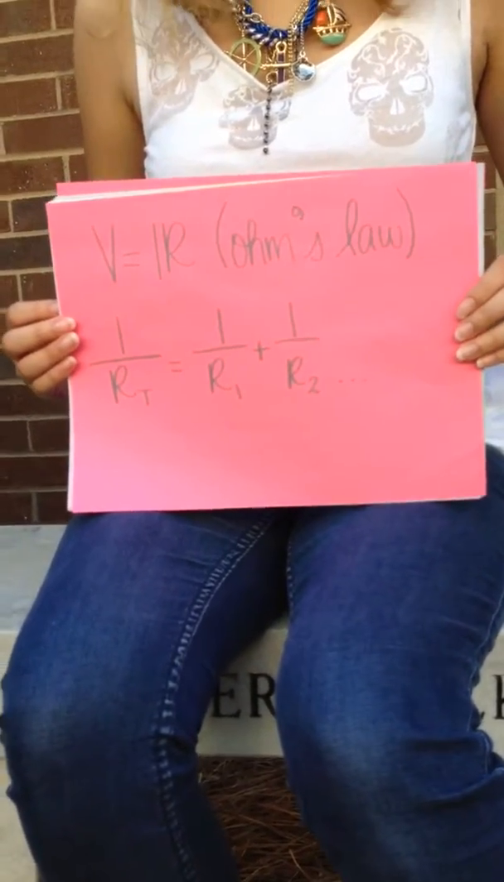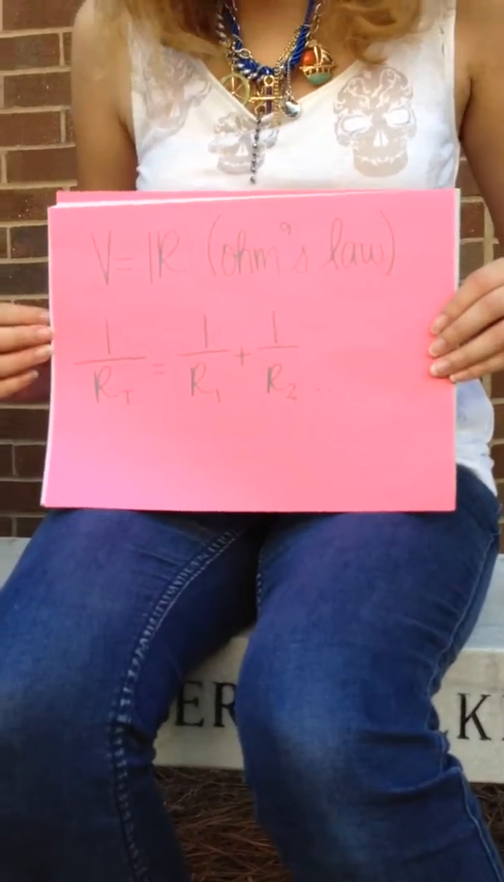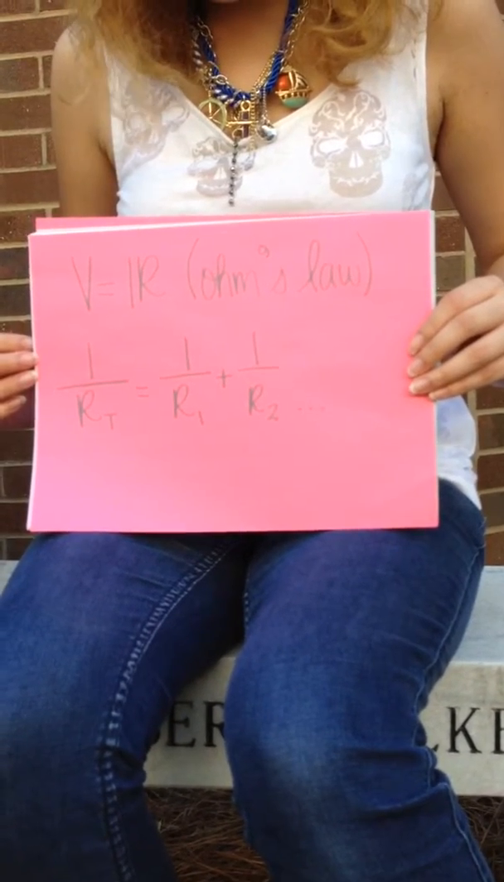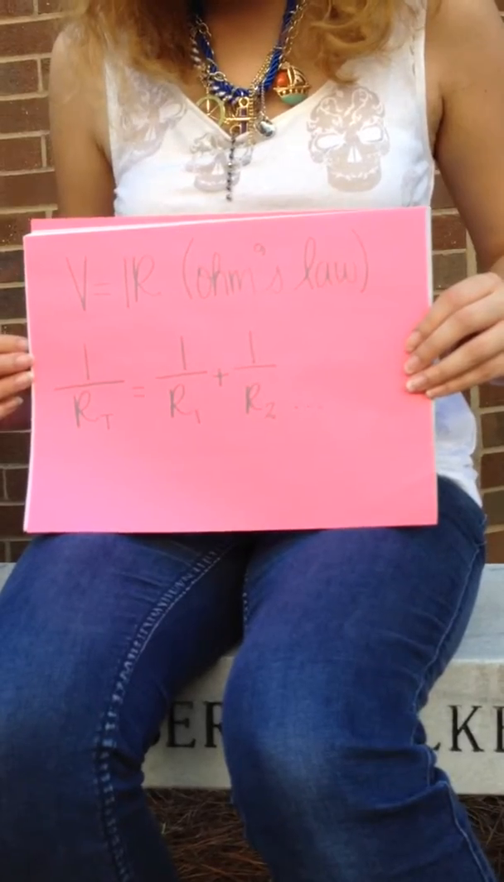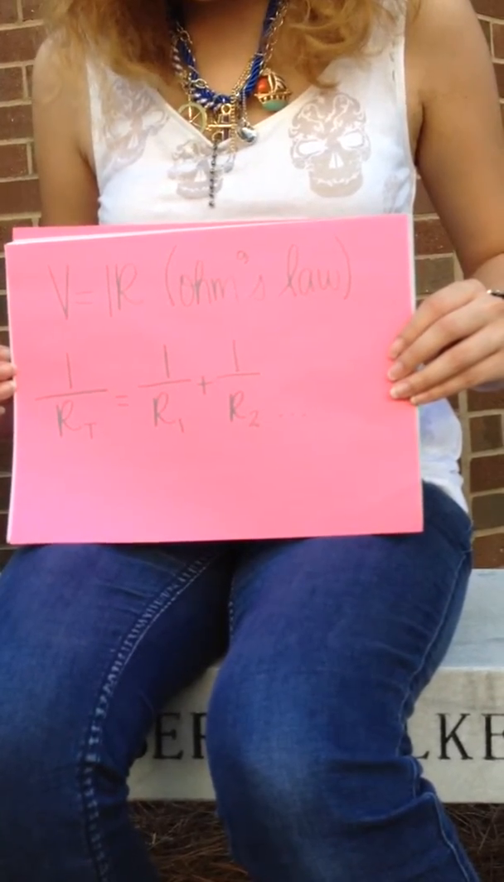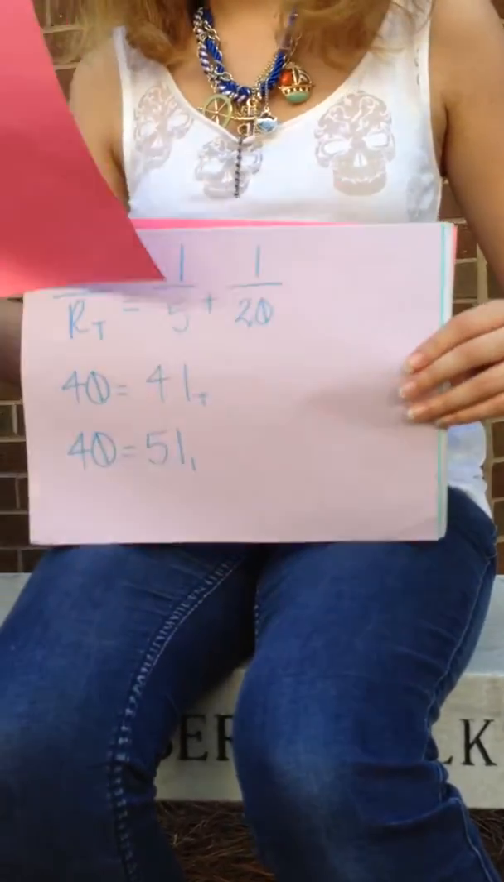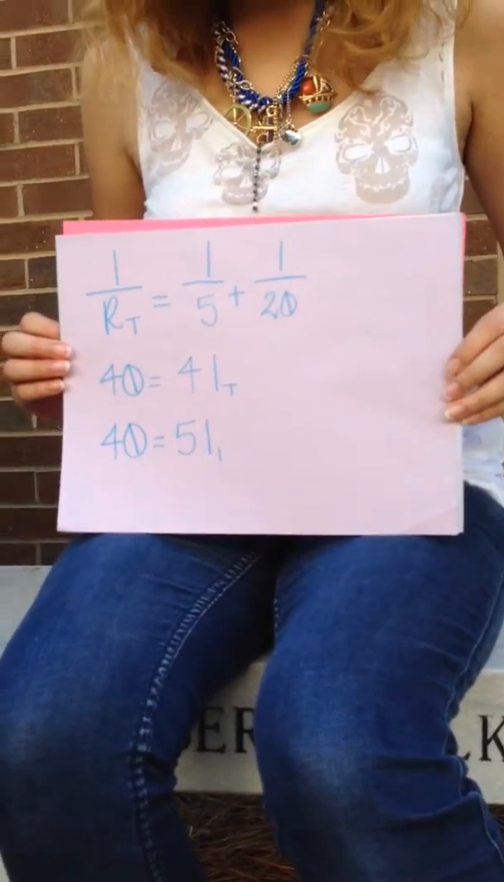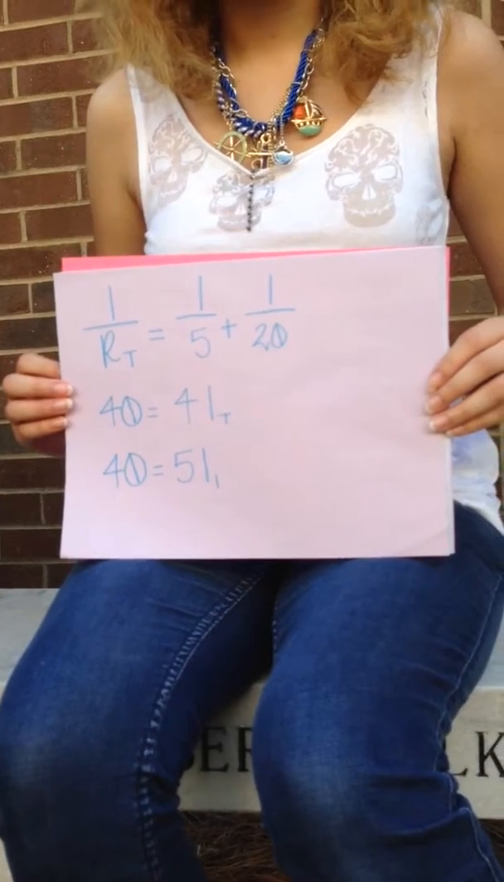The equations that you're going to use to solve the problem are that V is equal to IR, which is Ohm's law, and that your total resistance is equal to the sum of all your resistances and taking the inverse of them. Now to solve the problem, you will plug in your givens to the equations that were previously shown.